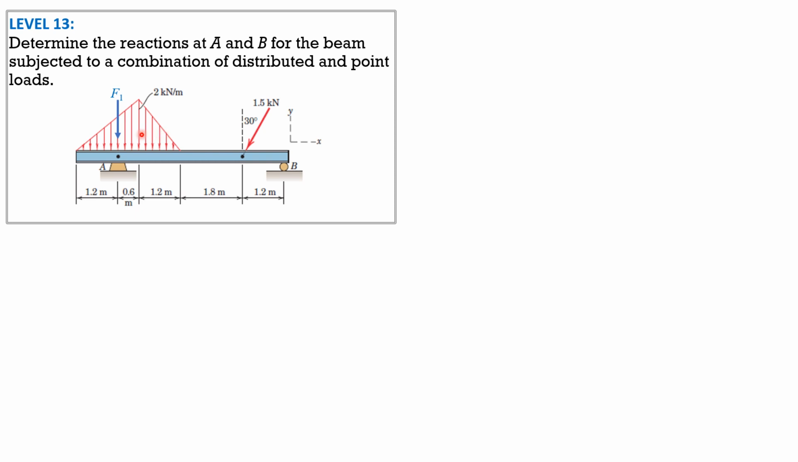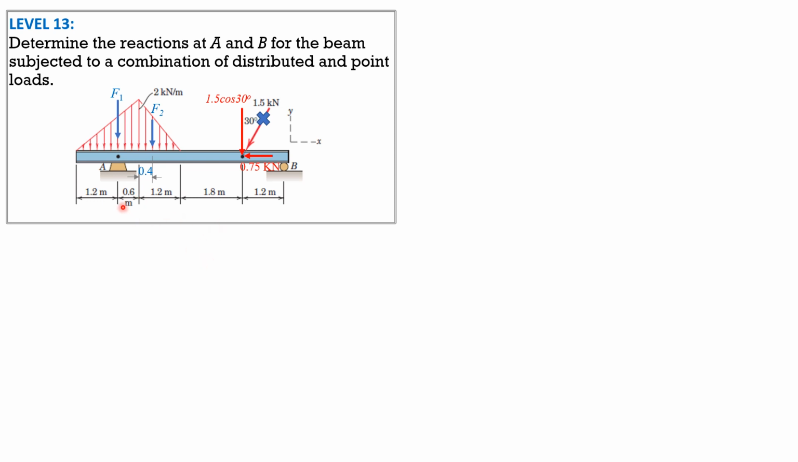Then this is F2. So 1/3 of 1.2 is 0.4. So this is 0.4 meter. Then let's resolve the inclined load, point load 1.5 into two components, vertical and horizontal. So for the vertical component, it is 1.5 cosine 30 downward, and the horizontal component is leftward 1.5 sine 30, so 0.75 kilonewton as shown.